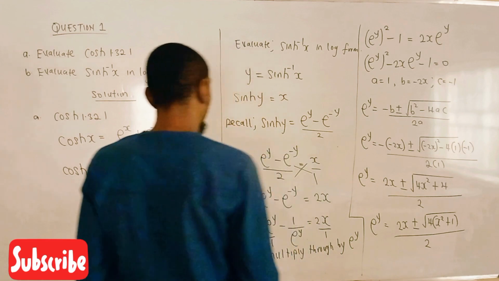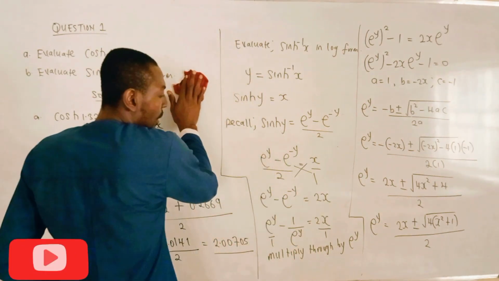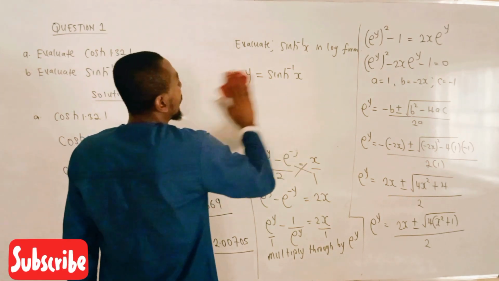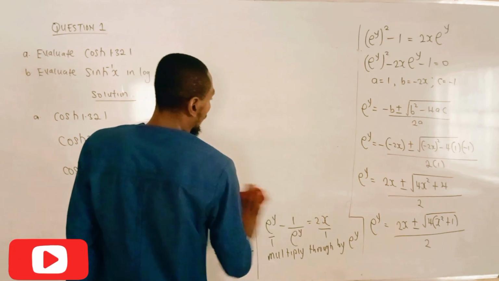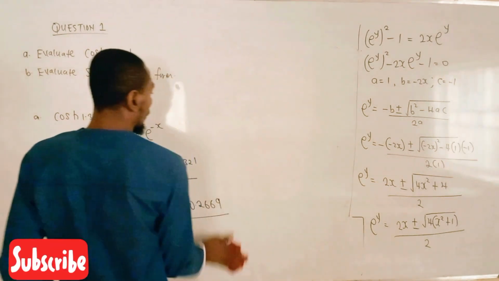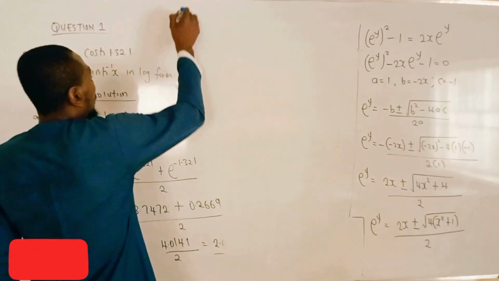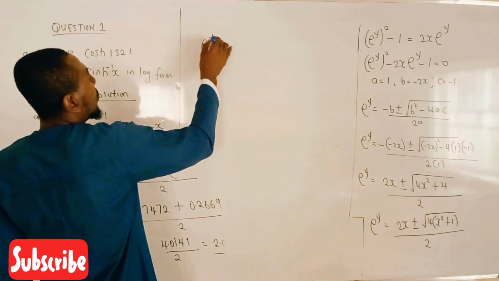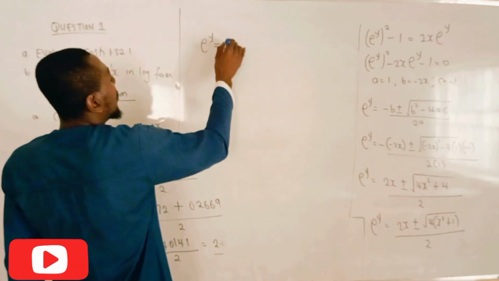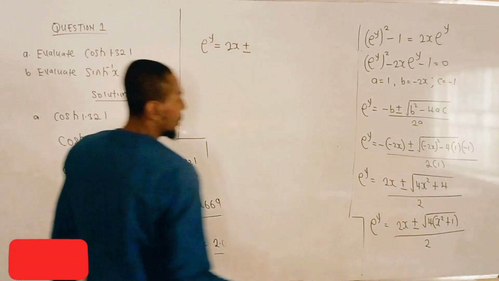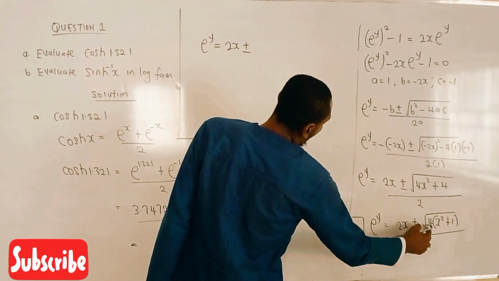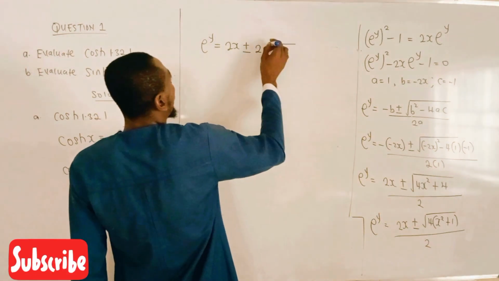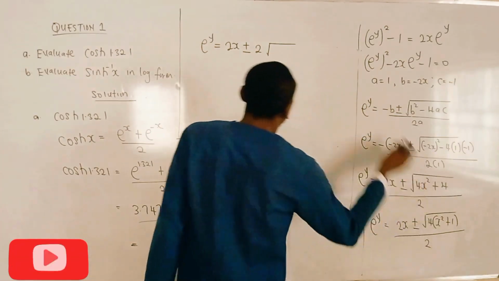And coming up here, we have e^y equal to 2x plus or minus, of course, the square root of 4. Inside the square root, you can see 4 now. You can take the square root of 4, which will give you 2. Then the square root of what's now remaining is x squared plus 1.